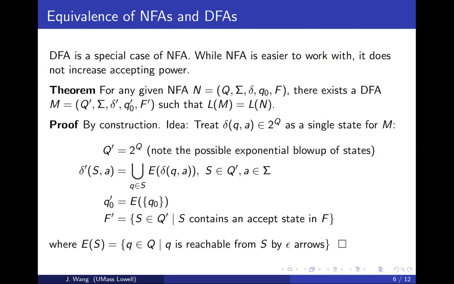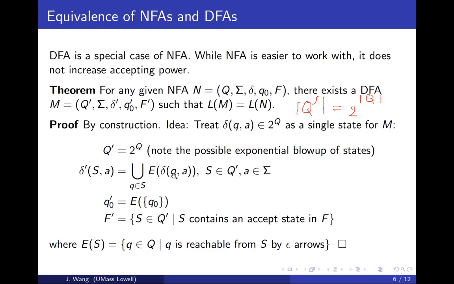So the number of states Q prime in this construction is 2 to the length of Q, but of course not all of these states are useful. But in this construction, we just consider all of them. So this is exponentially many more states. Okay.